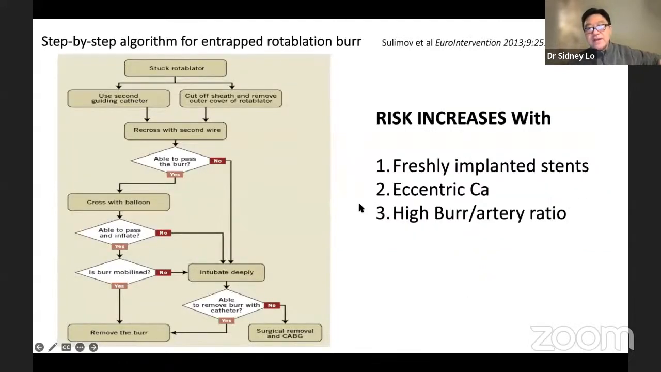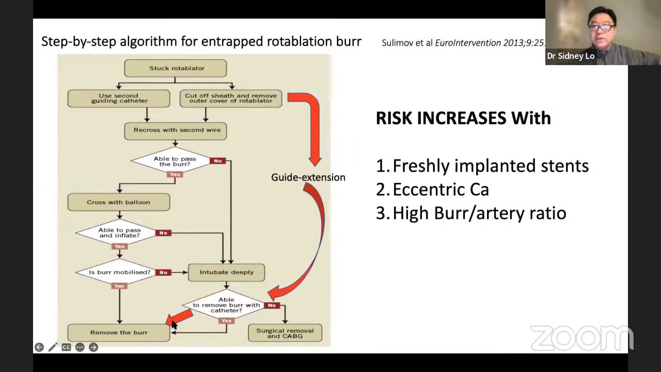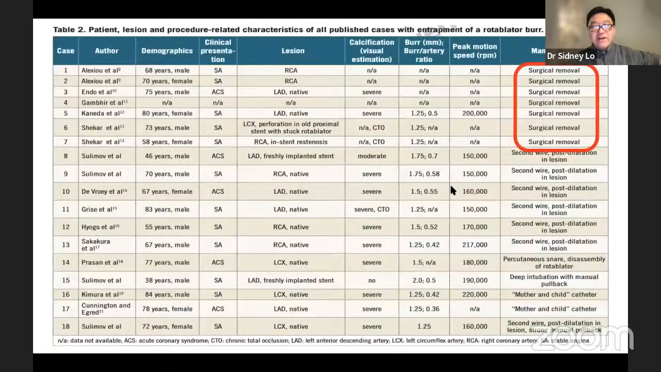There's a published paper on the algorithm for a stuck rotational atherectomy burr, where they use a wire to recross and try to balloon it off, and then cutting the sheath and trying to wire again. But actually, I think this has been modified in recent times, where we are now really just cutting it quickly, using a guide extension, and using counter-traction to pull the burr out. So freshly implanted stents should be avoided. Very high rate of burr entrapment with calcific calcium, or high burr to artery ratio.